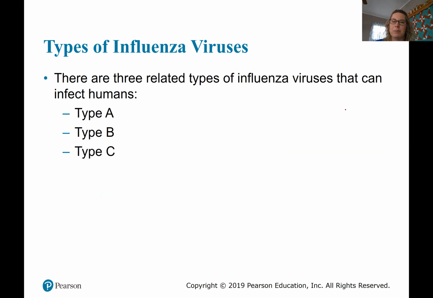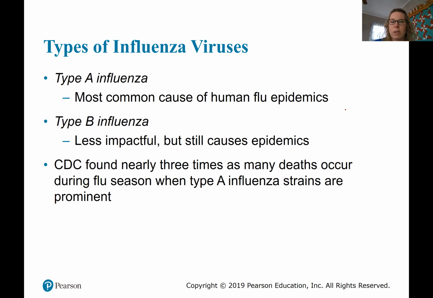But there are 3 types of influenza virus. Actually, there's more, but these are the main ones. Type A and type B are the 2 most prevalent. And then there's type C, which is a little more rare. Type B would be more so what we would see in epidemic outbreaks.